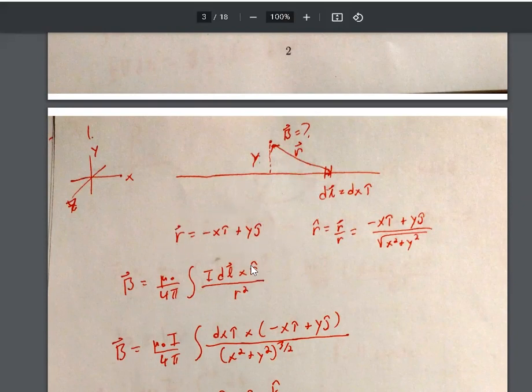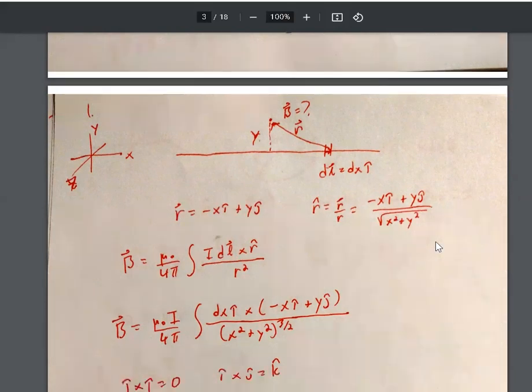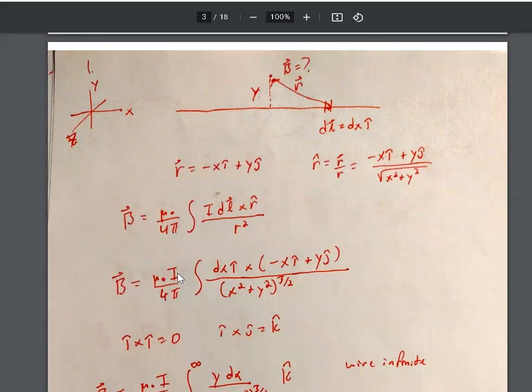Now, what we really want is the unit vector. So the unit vector is the vector divided by the magnitude. And the magnitude of this vector is just the square root of x squared plus y squared. Okay. So if we plug all that stuff in, we can pull the current out because it's just some number. And so we get dx i hat cross this thing. And then on the bottom here, we have this x squared plus y squared to the 3/2.